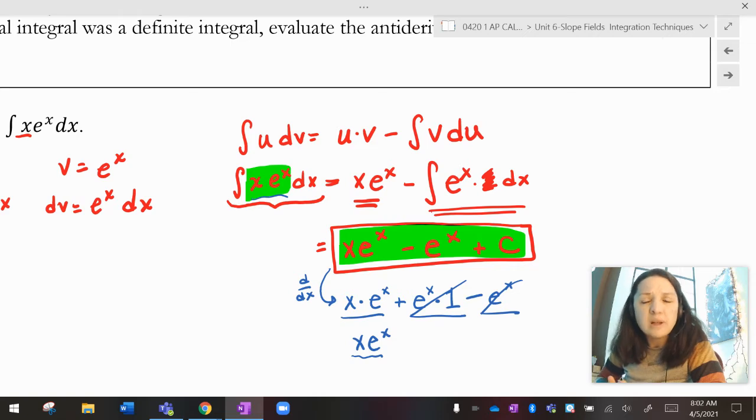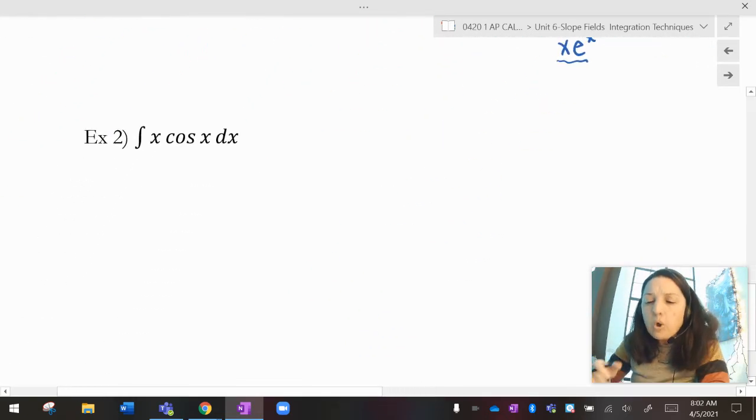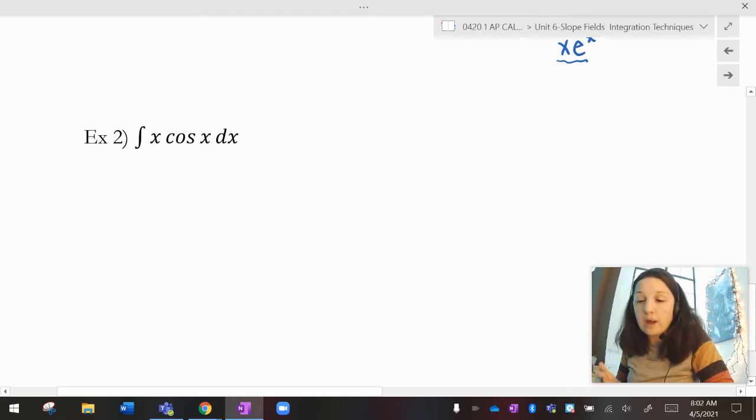More integraling, less talking. Let's try it again. What if instead of x e to the x, I had x times cosine x? Okay, well, if I try to u sub, the only u that would really make any sense would be u equals x. And if u equals x, you're just writing everything with a different alphabet, and that's not helpful. So I have a product here that I definitely can't get rid of.